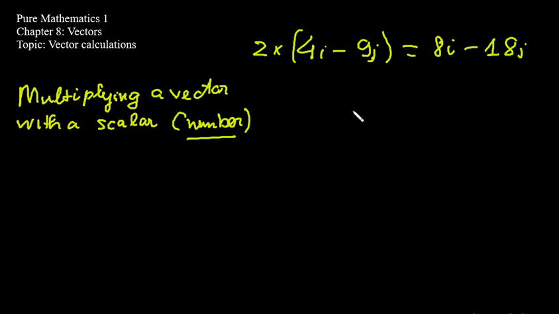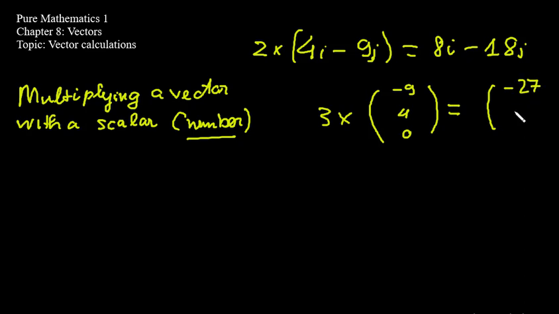Very simple. If I have 3 multiplied by this vector, 9, minus 9, 4, 0, I have my new vector: minus 27, 12, and 0. Let's take 3 multiplied by minus 9, we get minus 27, we write here. Keep going with the 4 and the 0, we get 12 and 0. It's really easy, huh?